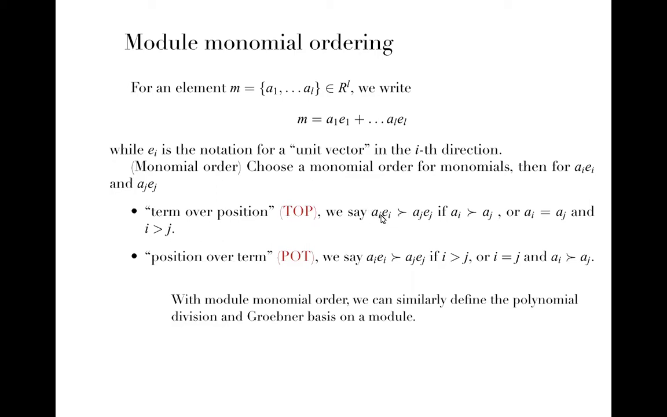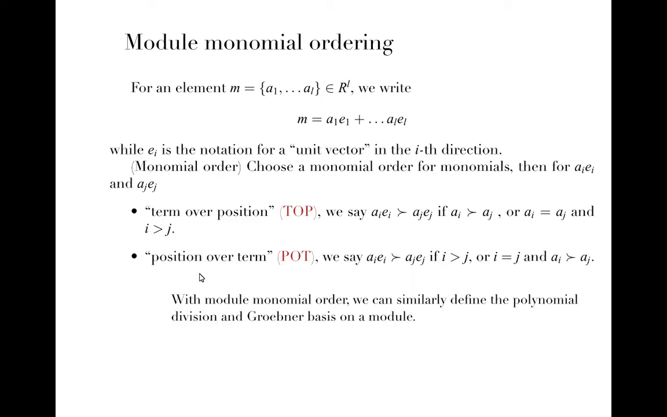Now we have two monomials. They both contain some kind of unit vector. But forget about the unit vector, and compare the two monomials first. If this A_i is higher than this A_j, then we just say the left is higher than the right. But if there's a tie between these two monomials, then we compare the two unit vectors. So we just compare this kind of direction. If this i is larger than j, then we say this whole thing is higher than that. So we compare the monomial first, and then we compare the unit direction.